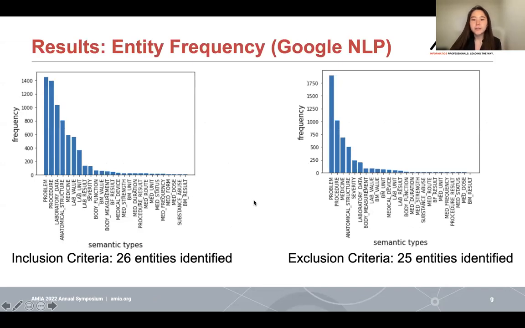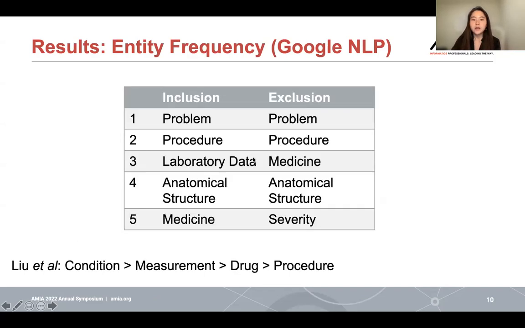Now let's dive into the findings. These histograms show the medical entities identified by Google NLP. Out of 28 possible semantic types, there were 26 identified in the inclusion criteria and 25 identified in the exclusion criteria. All the entities identified in the exclusion criteria were found in the inclusion criteria. In both the inclusion and exclusion criteria, problem and procedure were identified as the two most common entities, followed by laboratory data, anatomical structure, and medicine in the inclusion criteria, and followed by medicine, anatomical structure, and severity in the exclusion criteria.